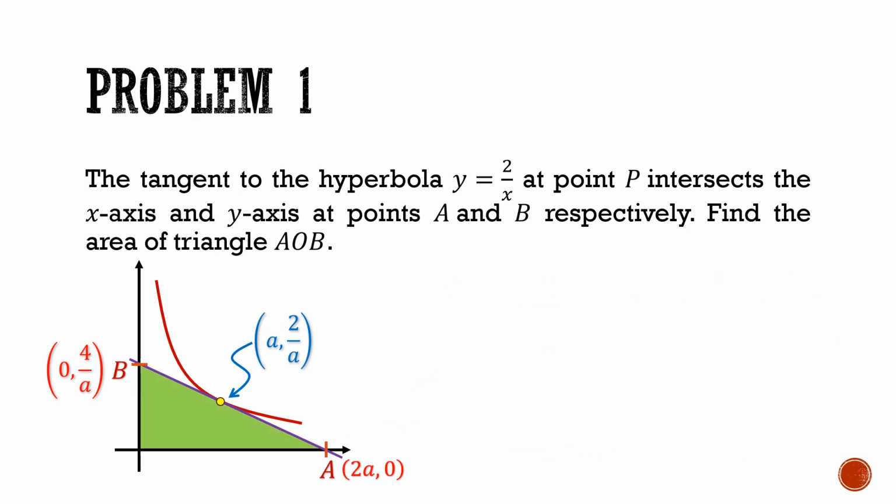Lastly, to find the area of the triangle, we'll just use half base times height. Amazingly, the a's will cancel out, and we'll get a final answer of 4 square units.